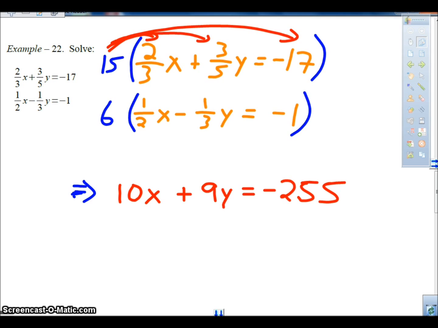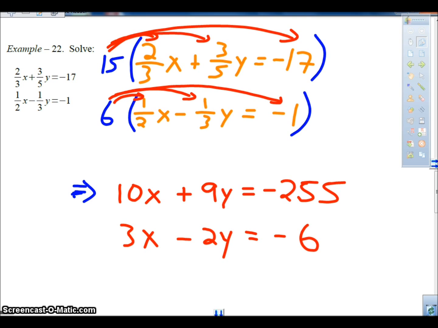For the bottom equation, we'll multiply 6 to every term on the left and right-hand side. And when the 6 gets multiplied by the 1/2, the way I like to think of that is that multiplying by 1/2 is the same as dividing by 2. So we essentially are going to do 6 divided by 2 there, which gives me 3x. And when 6 gets multiplied to the 1/3, that's like dividing by 3. So we get 6 divided by 3, which gives me the 2y. And then the 6 gets multiplied to the right-hand side, which gives me the negative 6.